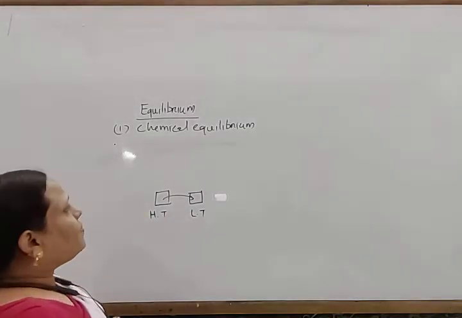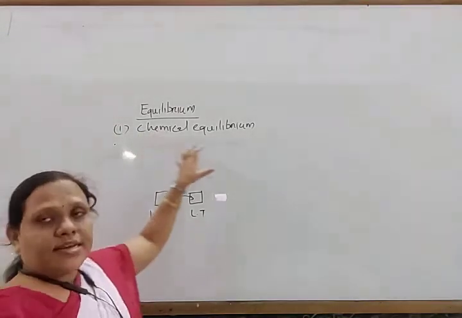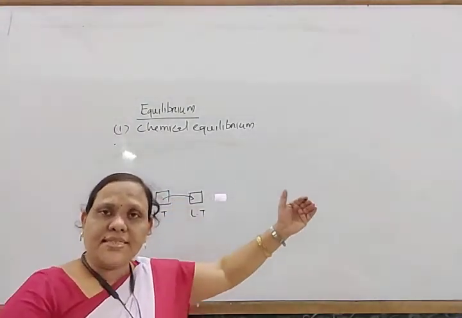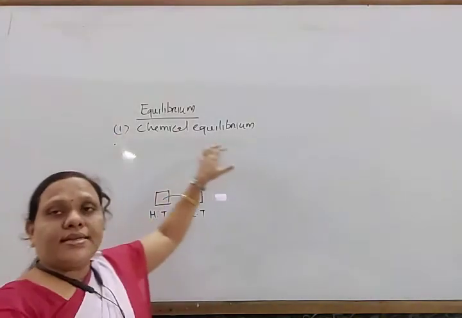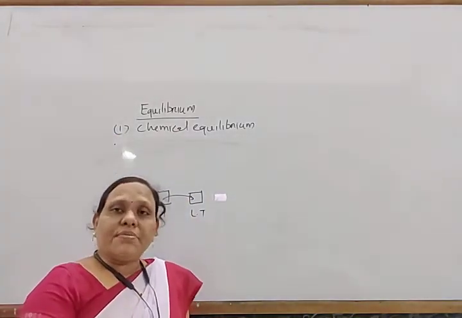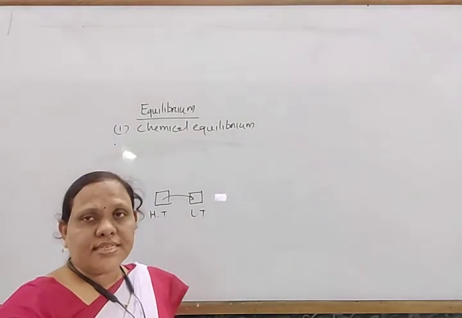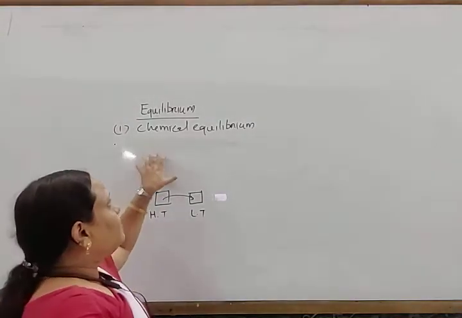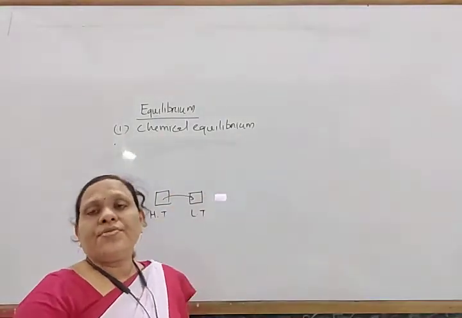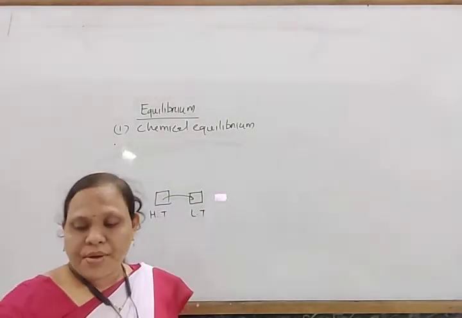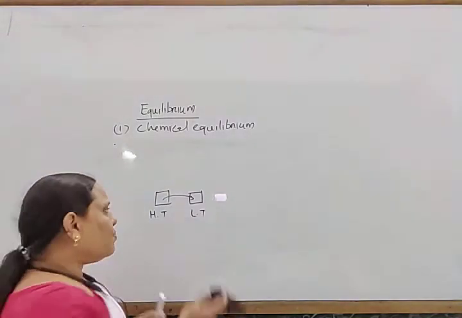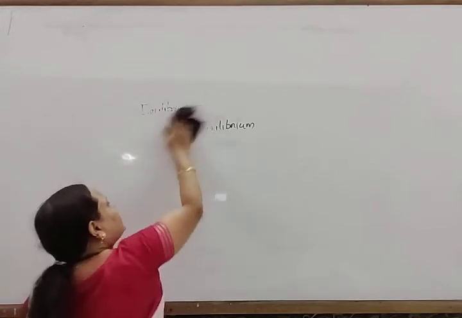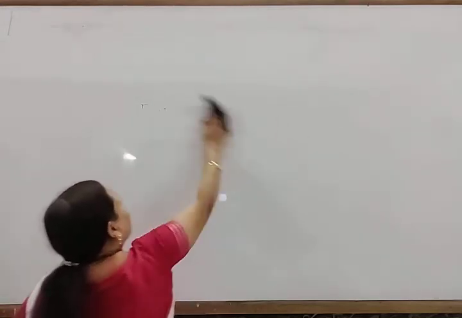In the same way, equilibrium may be established in physical processes or physical changes, or it may be applicable in a chemical reaction. If it is applicable in physical processes, it is known as physical equilibrium, and if the equilibrium is achieved in a chemical reaction, it is known as chemical equilibrium. And remember, this is most important: chemical equilibrium is generally established in reversible reactions.